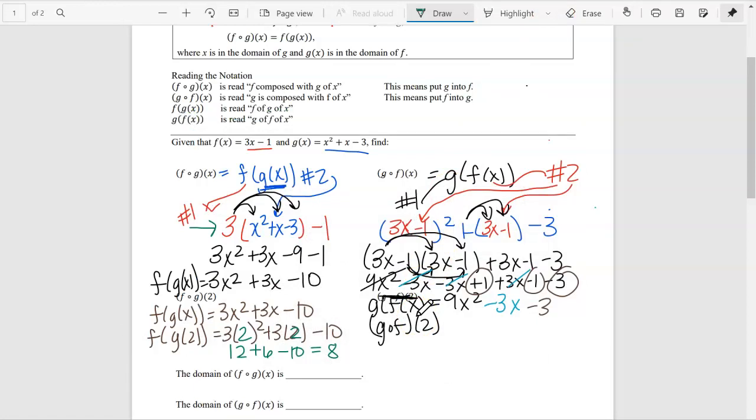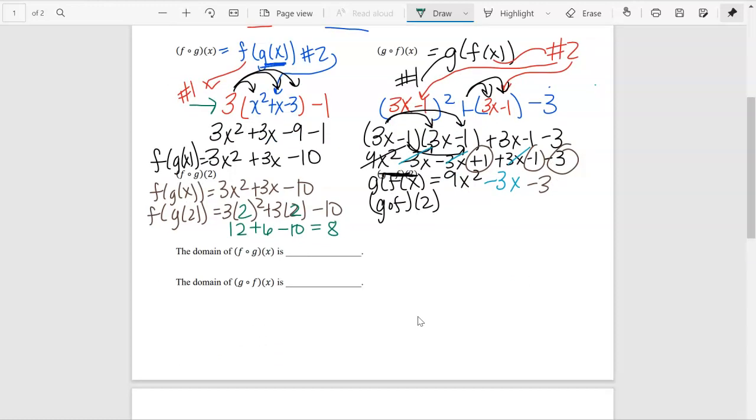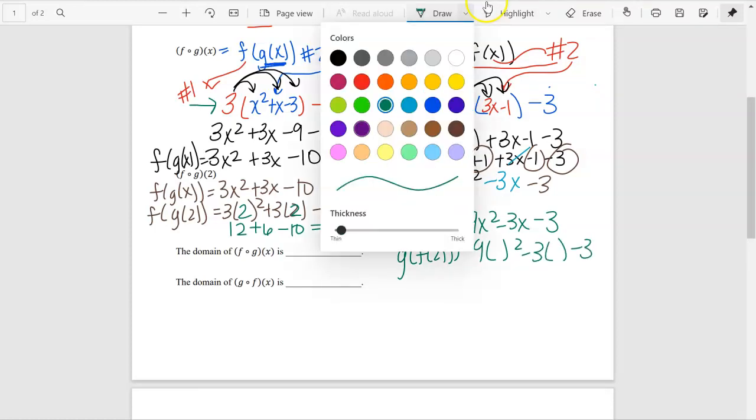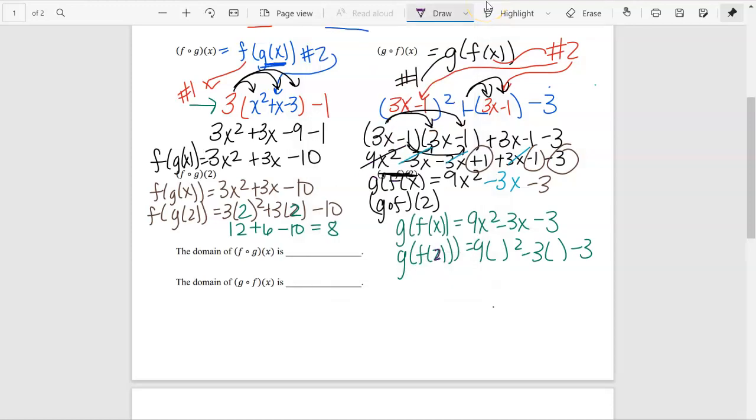Now we could do this one on the graphing calculator as well. g of f of 2. I'm going to go ahead and do it by hand, but we know g of f of x is equal to 9x squared minus 3x minus 3. We know that because we got that in the step above. So if I want g of f of 2, then wherever I see an x, I'm just going to plug in a 2 there.